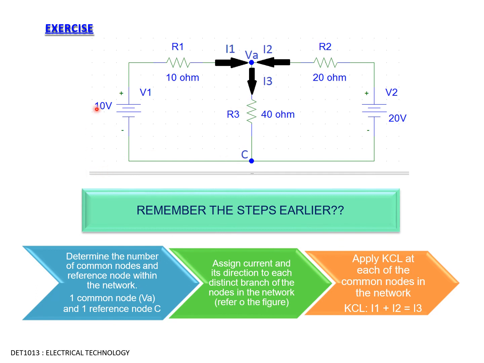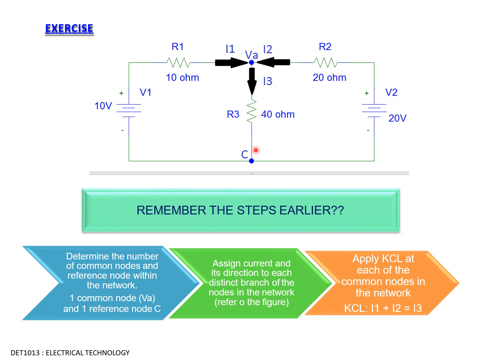So here, in this network, the common node is the point where the paths meet. The paths which are meeting is known as the common node. So VA is the common node and its reference node is C. Then the second step is to assign current and its direction to each distinct branch of the node in the network. So here there are three branches: this is the first one, second one, and this is the third one.